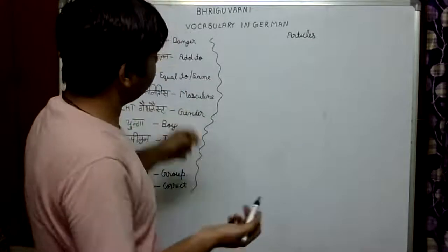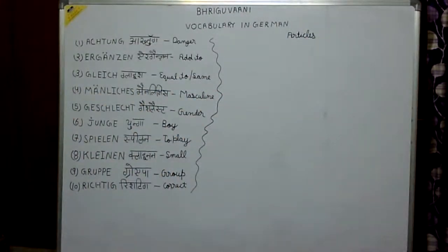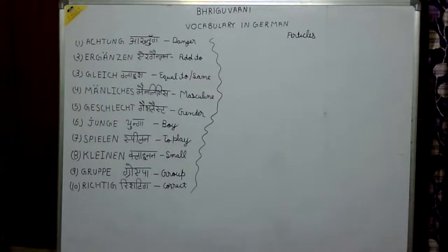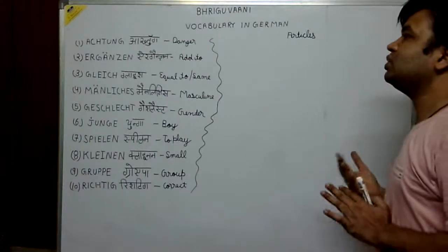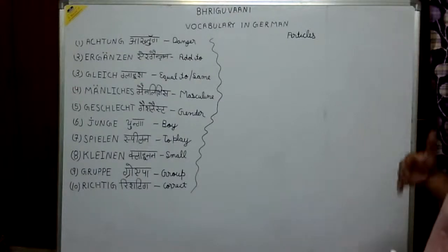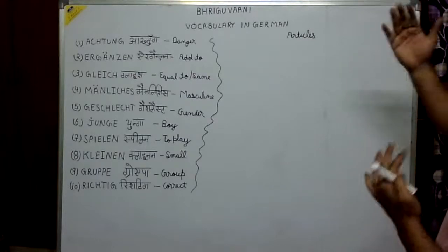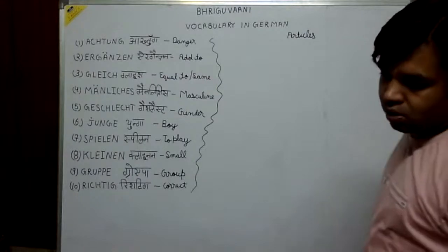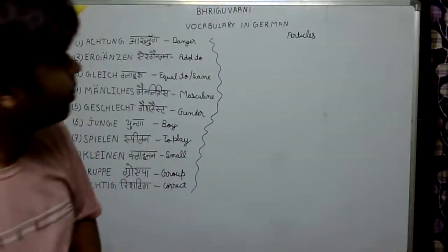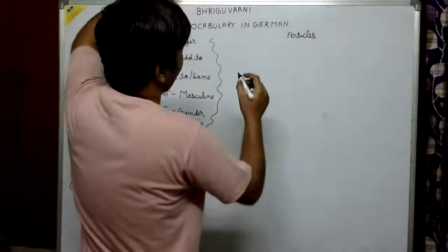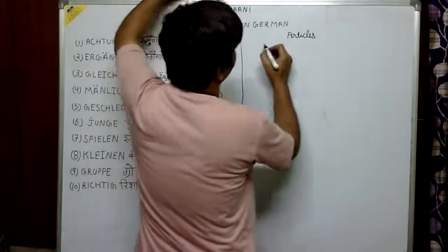What does this article mean? As you all know, in English we use a and the. So what are this a and the? These are the articles which we use in English. Similarly, we have some articles in German also. And what are those articles? Look here. I am making some columns.